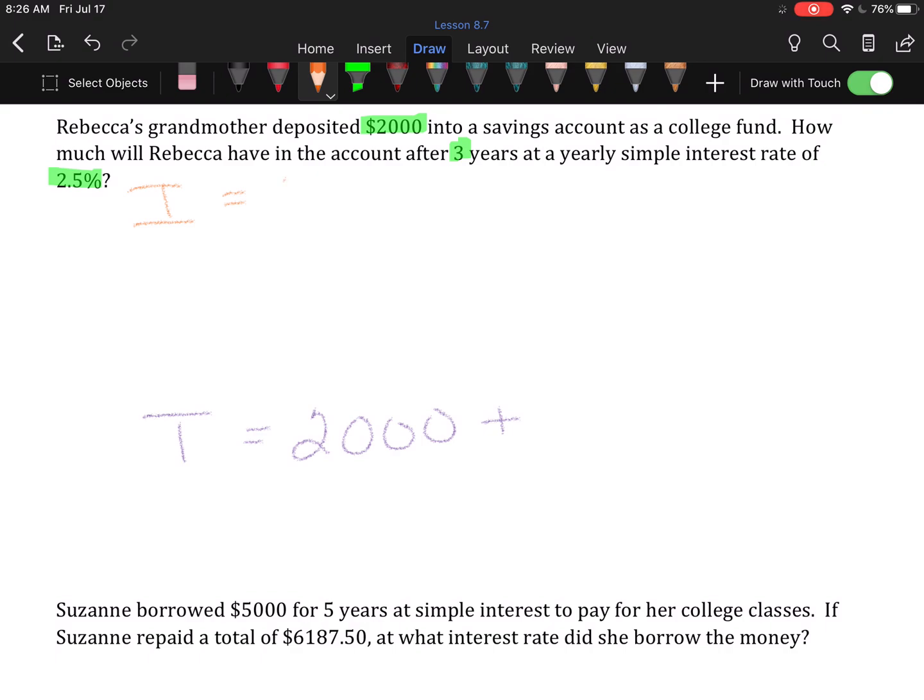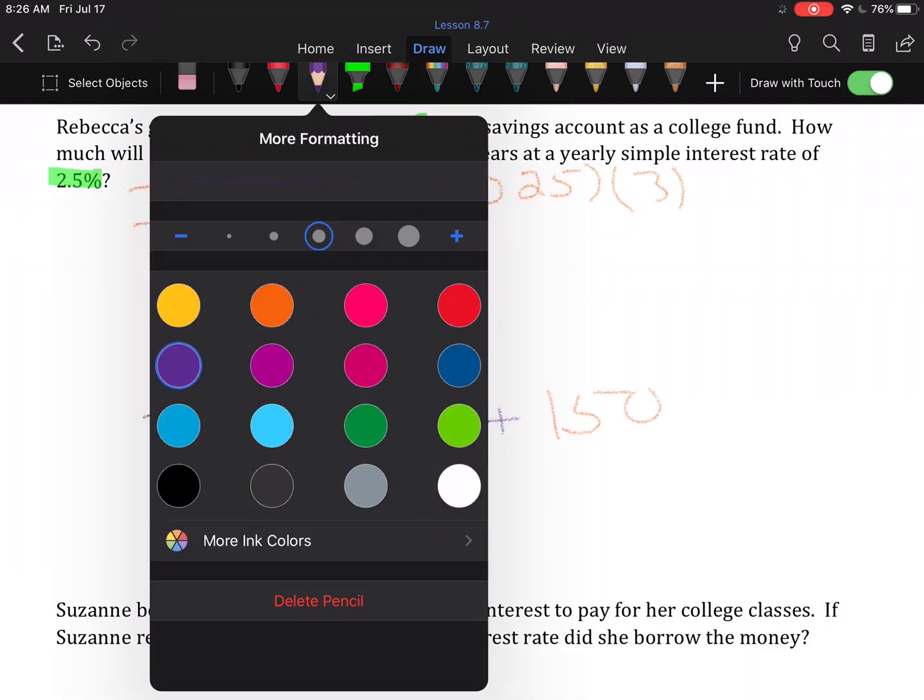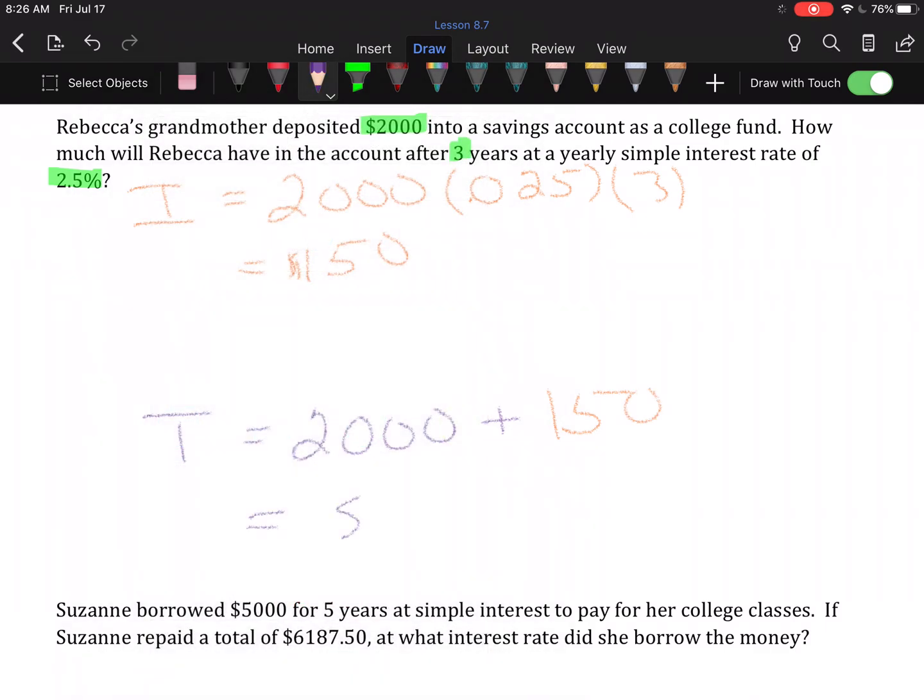Interest is the principal, my $2,000, times the interest rate, so 0.025, decimal form, guys, times the length of time it's invested, which is 3 years. 2,000 times 0.025 times 3 is $150 of interest. So to figure out the total, we just need to add 150 to our principal. So how much money is in the account? $2,150.